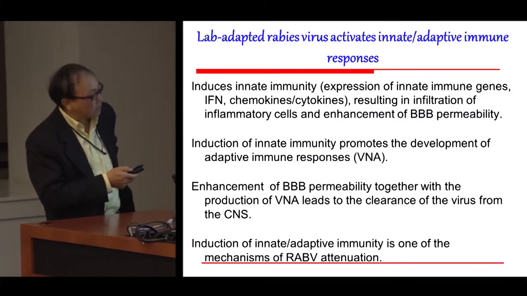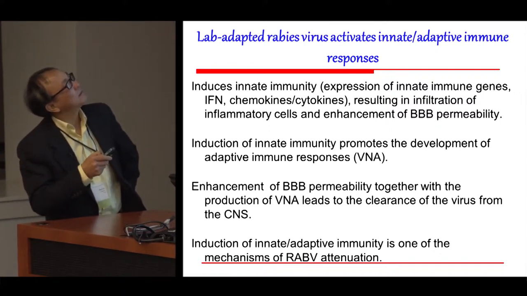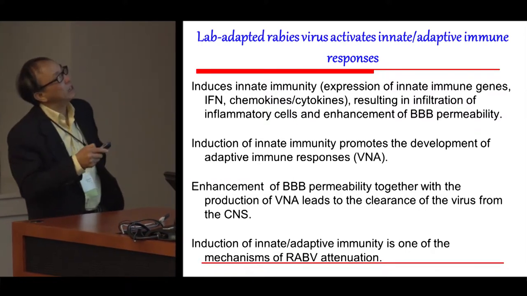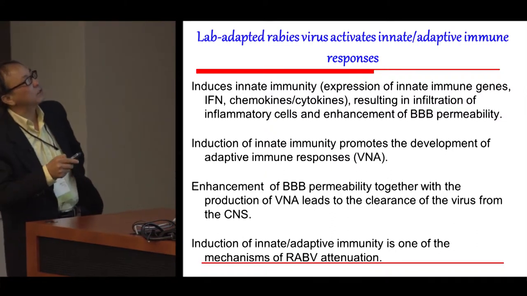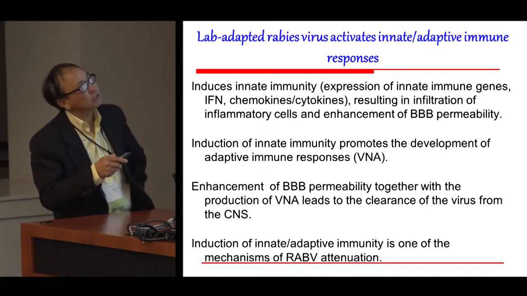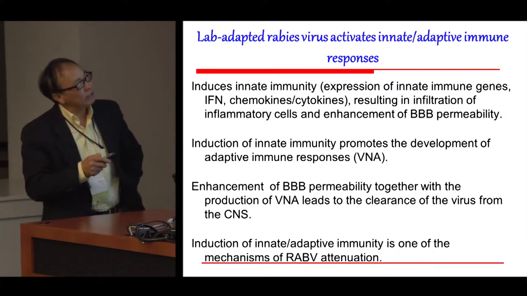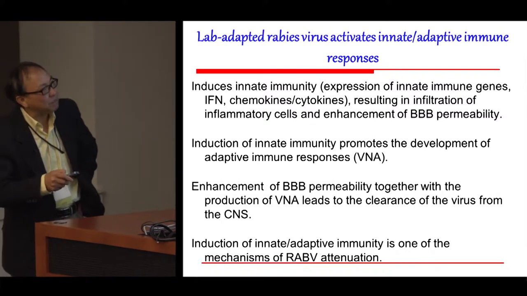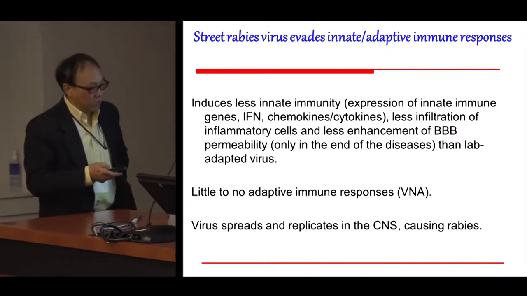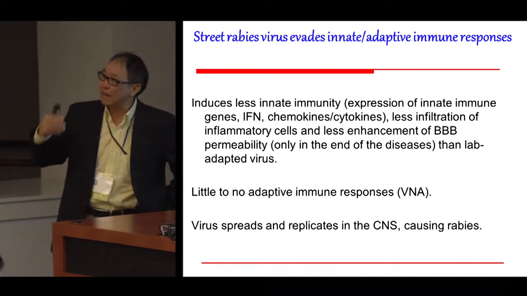To summarize this part of my talk, we can see here the lab-adapted rabies viruses activate the innate and the adaptive immune responses. How do they do it? They induce the expression of innate immune genes, particularly interferon and chemokines, and then it attracts inflammatory cells coming to the brain, and enhances the blood-brain barrier permeability. They induce the innate immunity and promote, of course, the adaptive immune responses, the neutralizing antibodies. So therefore, the induction of the immune responses is one of the mechanisms of how the lab-adapted virus attenuates.